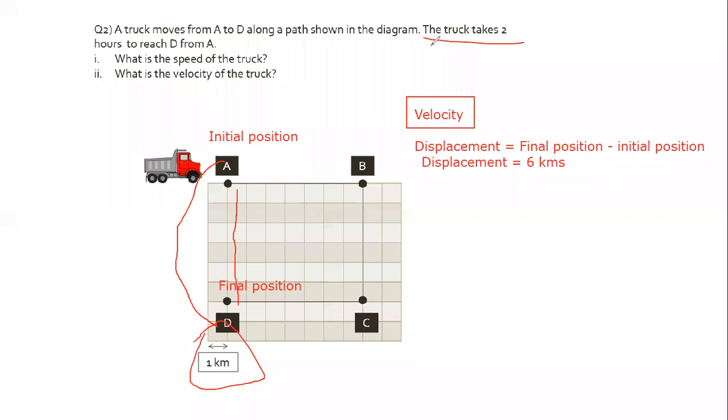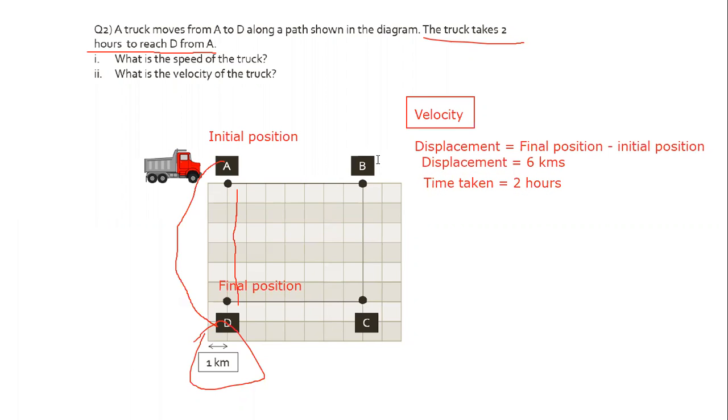The truck takes 2 hours to reach D from A. So that is our time. Time taken is equal to 2 hours. Now we'll take our third step. Our first step is finding displacement. Our second step is finding the time taken. Our third step is applying the formula.